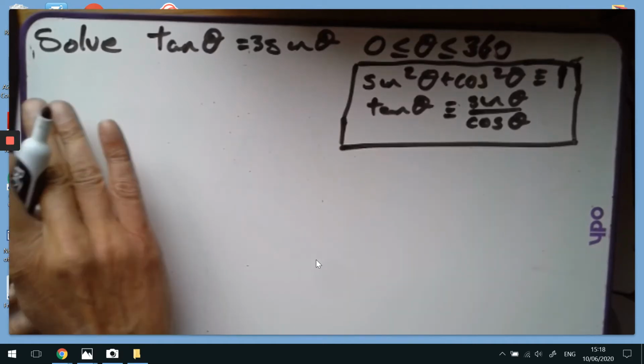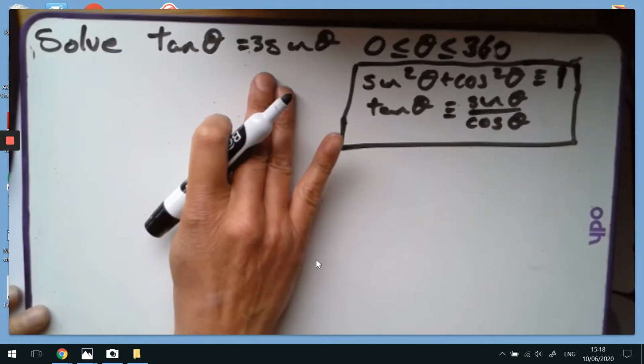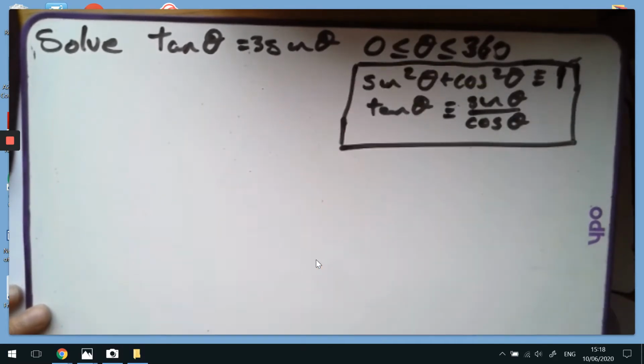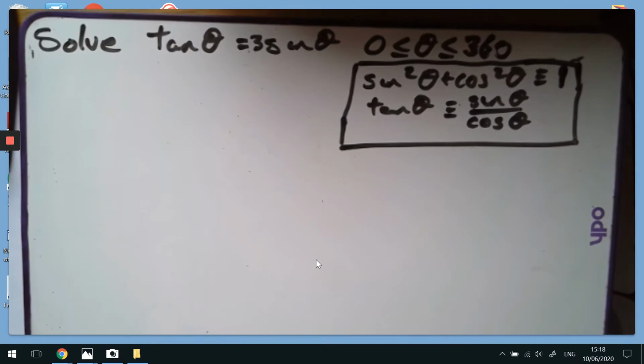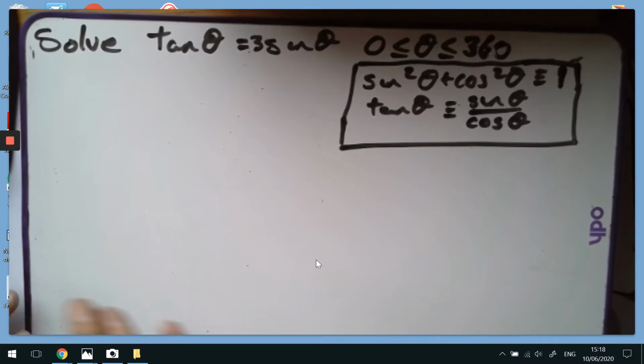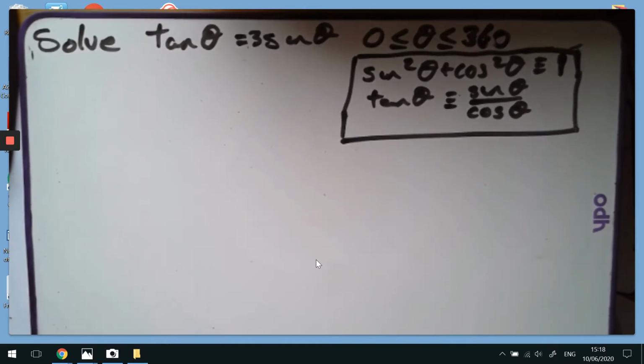In this equation, we're going to solve tan theta equals 3 sine theta, where theta is between 0 and 360 degrees. Okay, so again, we look at this. I've got two different trig ratios there, which is not very helpful. Nothing I can put in my calculator yet. I need to get sine theta equals something, cos theta equals something, or tan theta equals something.